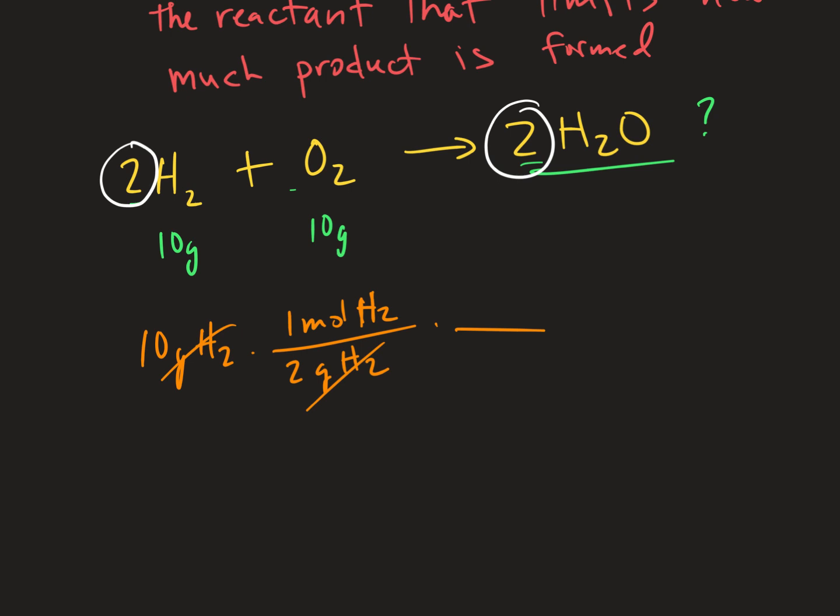So that's hydrogen, 2. What goes on top? Hydrogen goes on top? Why? Do we want moles of hydrogen in our answer? No. So where does it go? On the bottom. 2 moles of hydrogen for every 2 moles of water. Are you with me?